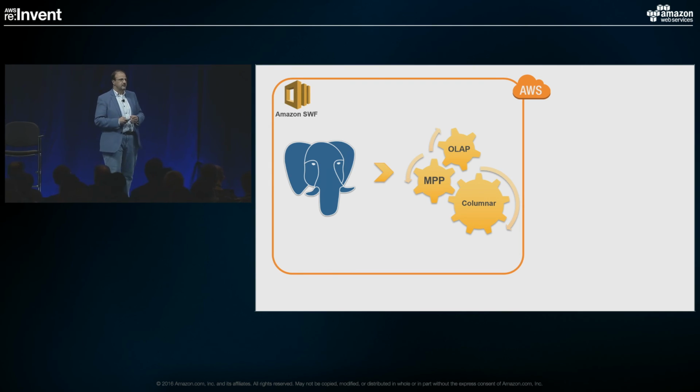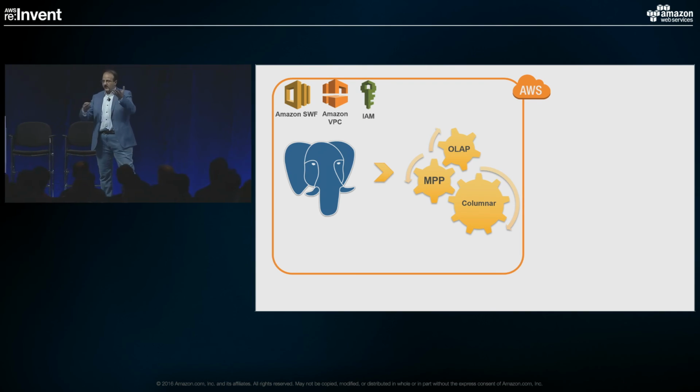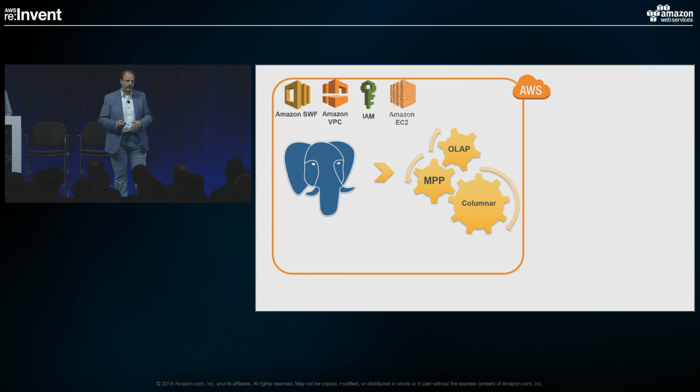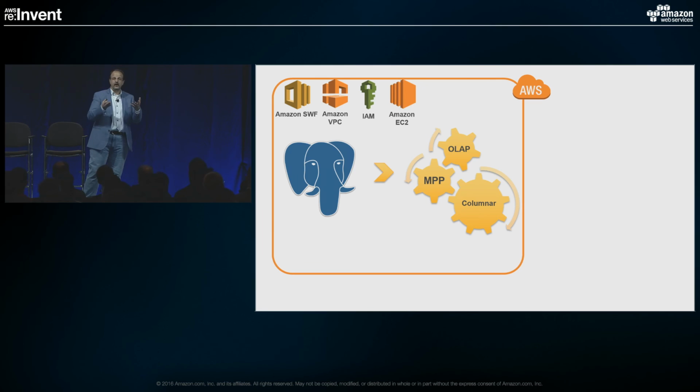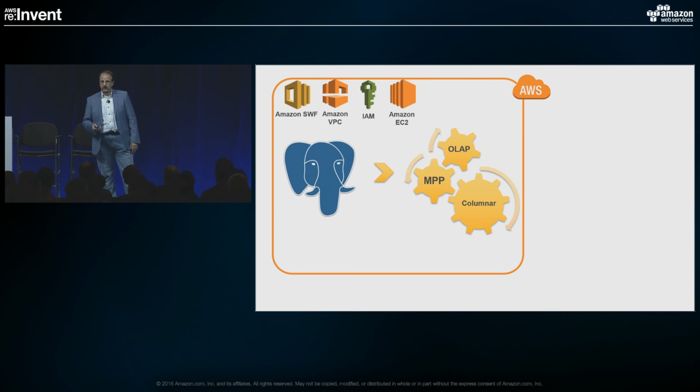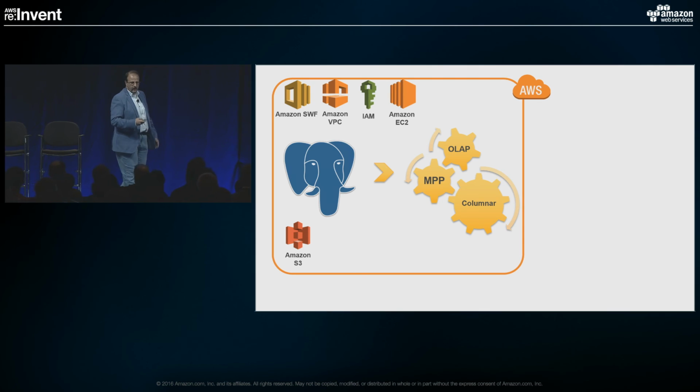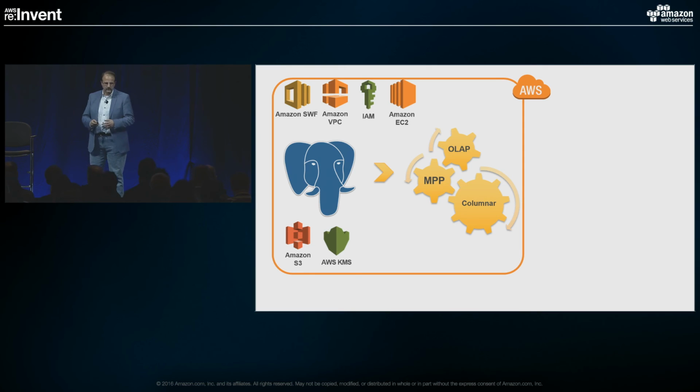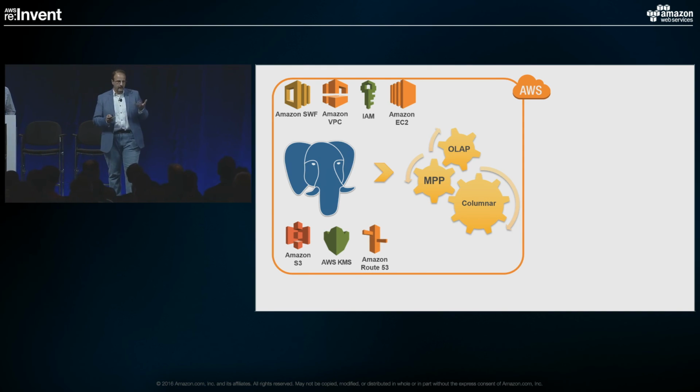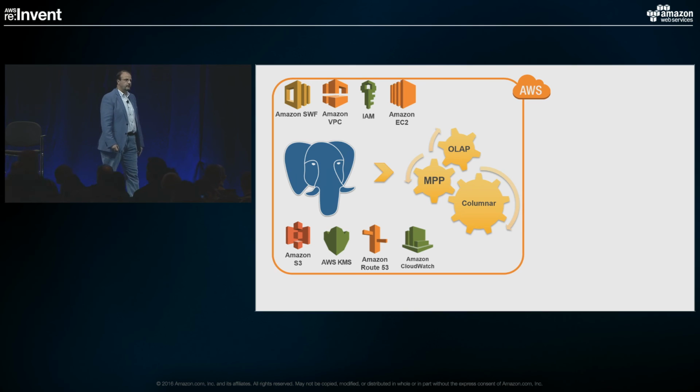So we started using the Simple Workflow product from AWS. We started using Amazon VPC so you can protect the network around your databases. We have IAM so you can have access for users for the console. We use Amazon EC2. Our hosts are EC2 hosts, the same ones that you can use on your systems. We use Amazon S3 mostly for our backups and our intake of data. We use KMS for key management. We use Route 53 for network management for your endpoint for access to the database. And we use CloudWatch for monitoring and alarming.